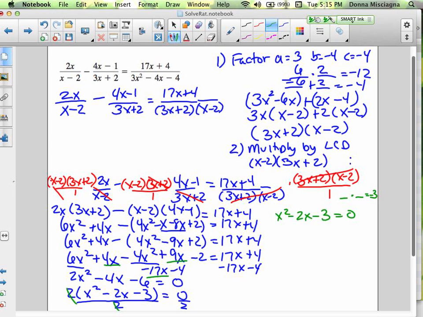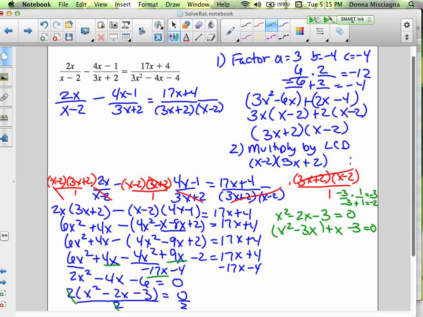That's going to be negative 3 and positive 1, right? And negative 3 plus 1 would give us the negative 2. So we have x squared minus 3x, and then plus x minus 3 equals 0.